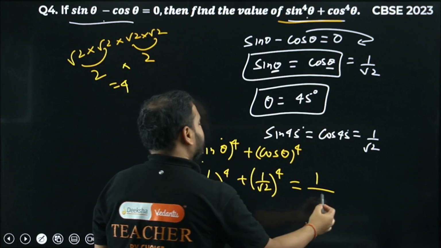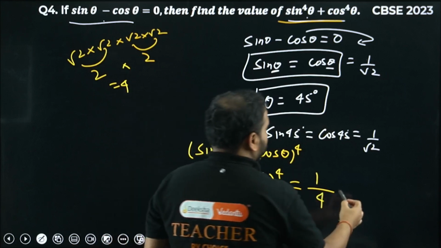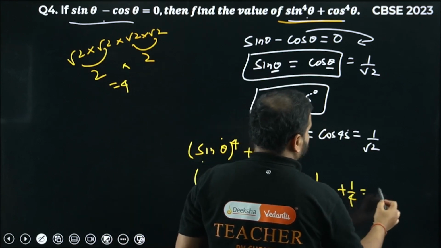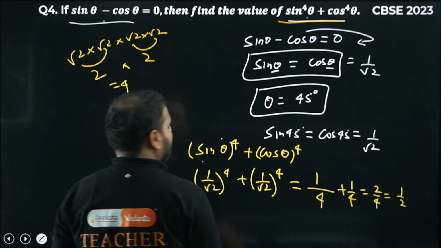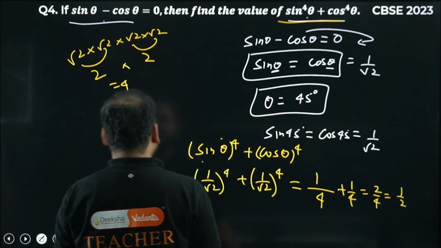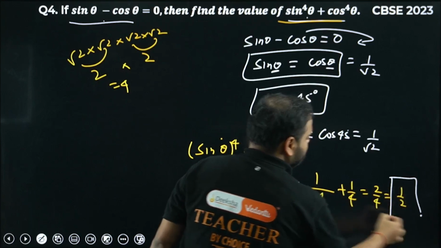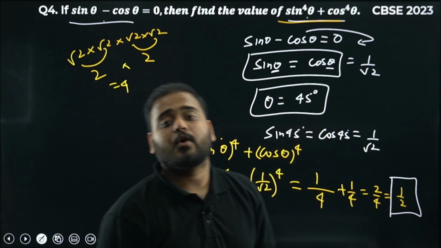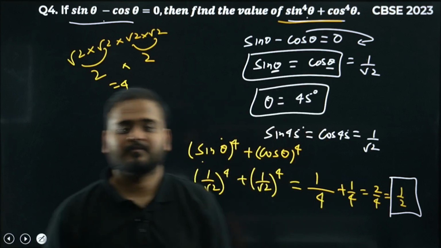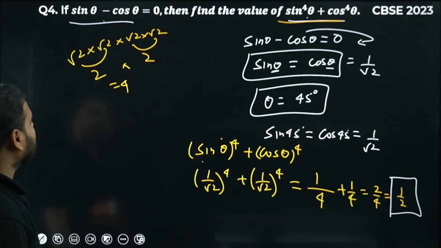So if you take the power of root 2 four times, what are you going to get? Simply 1 by 4. Same thing over here, plus 1 by 4. Add them: 2 by 4. Divide them: 1 by 2. So my final answer is coming as 1 by 2. This is the value of sin power 4 theta plus cos power 4 theta. I hope this is clear. Please have a look.